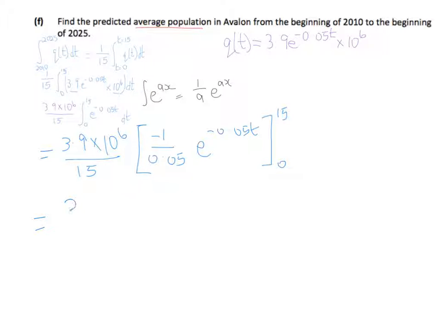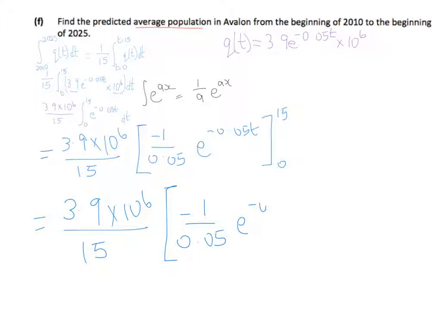Okay, so in integrating this, then I'm going to have 3.9 by 10 to the power of 6 over 15, and then inside my square brackets where I integrate, I'm going to have minus 1 over 0.05 e to the power of minus 0.05, and I substitute in my 15, and that's going to be minus, and again, minus 1 over 0.05 e to the power of minus 0.05 times 0. And as before, we know that anything to the power of 0 is equal to 1, so that will make that a little bit easier for us. So, in fact, we can just put that straight like that into our calculator.